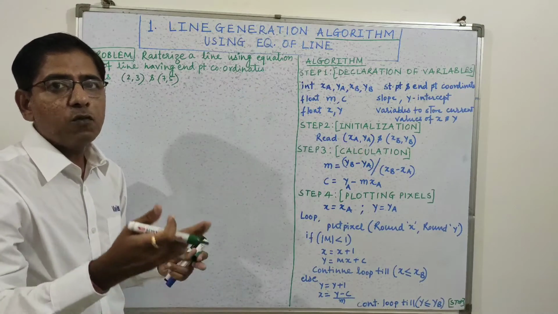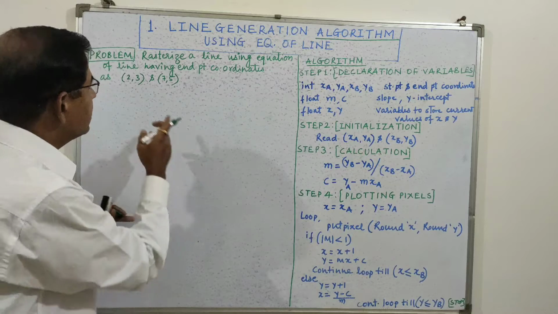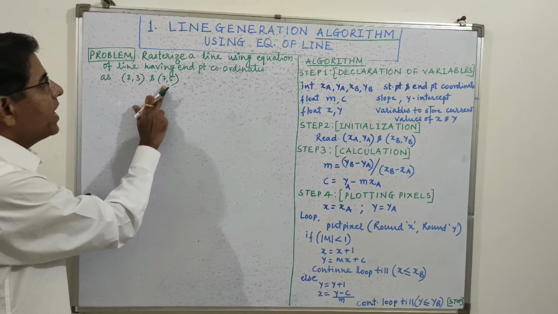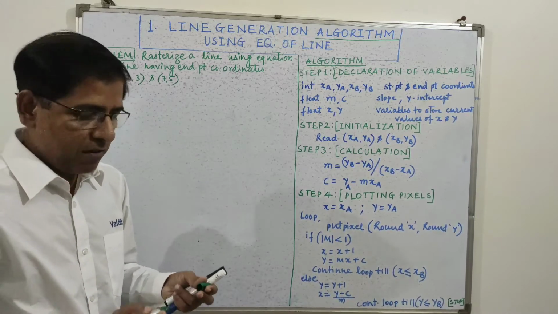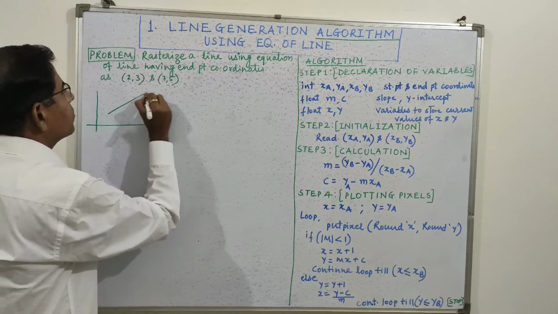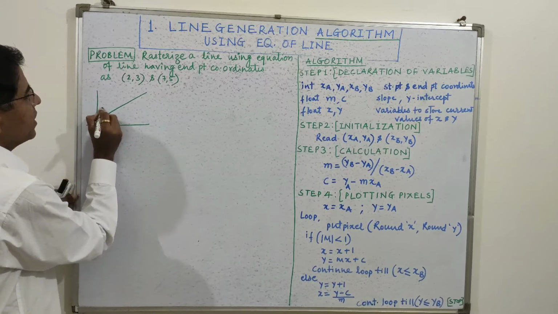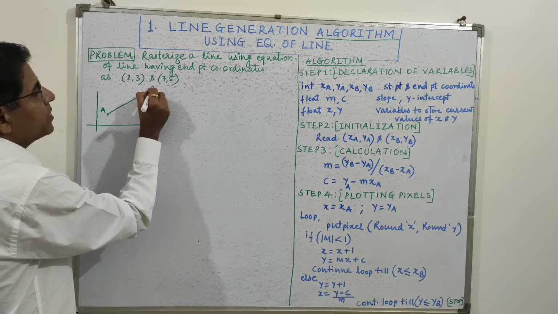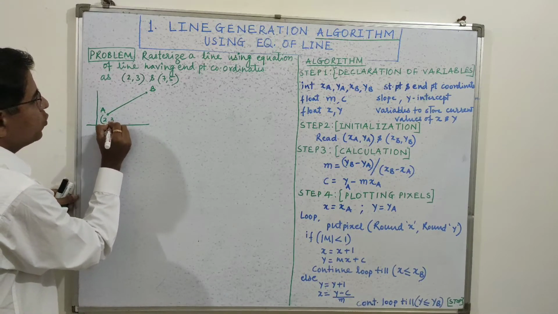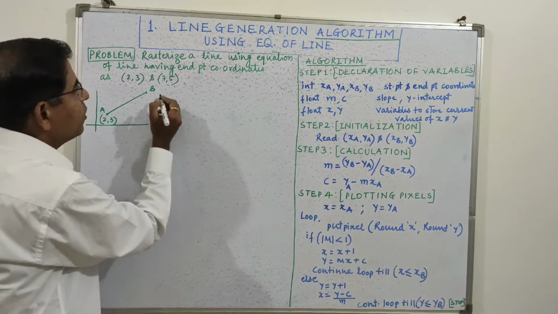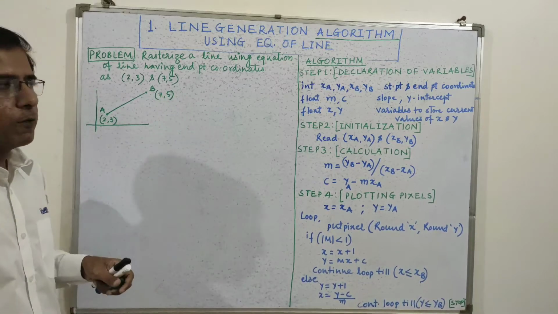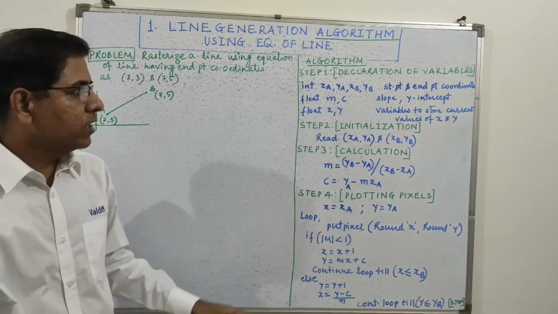Having endpoint coordinates, which line do we have to draw on a screen? That is the line having start point as (2, 3) and end point as (7, 5). So this is that line. The start point say A and end point is B. So XA, YA value is (2, 3) and XB, YB value is (7, 5). Okay. So we'll use this algorithm.